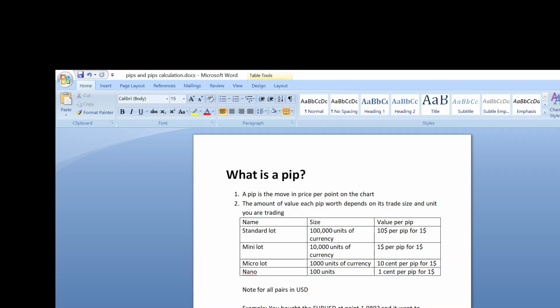So for the mini lot now, if you are trading with a one lot size, per each point that moves, you are either gaining or losing $1. Let me go back and re-explain so that you'll be able to understand what I'm saying very well.